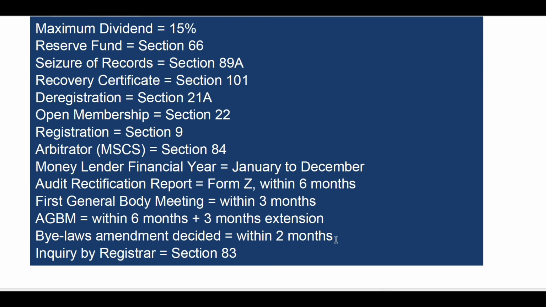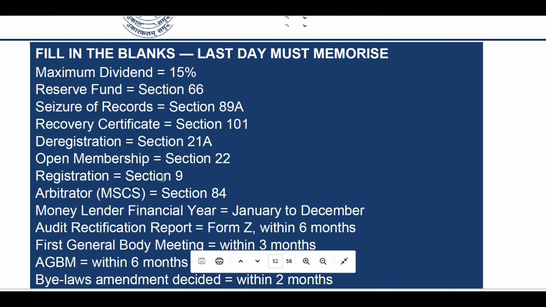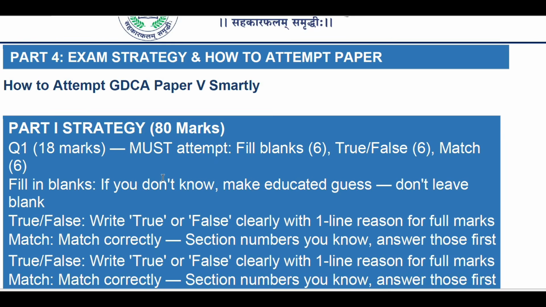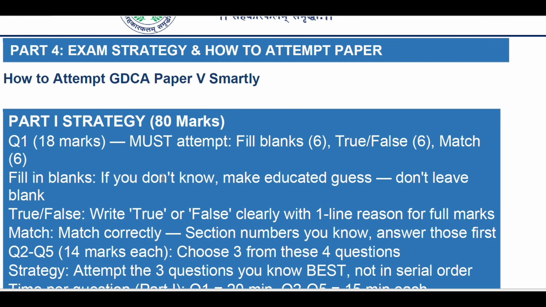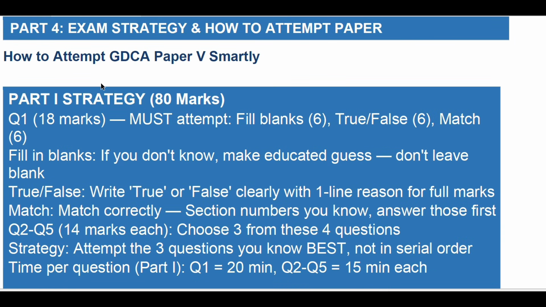Bylaws amendment decided within 2 months, inquiry by registrar, section 83. So this you can remember for fill in the blanks. Next part, exam strategy: how to attempt a paper properly, actually how to attempt GDCA paper 5 smartly.